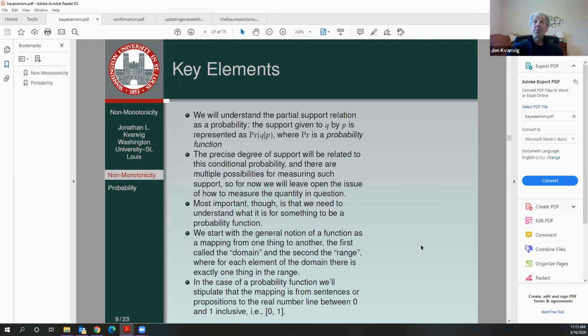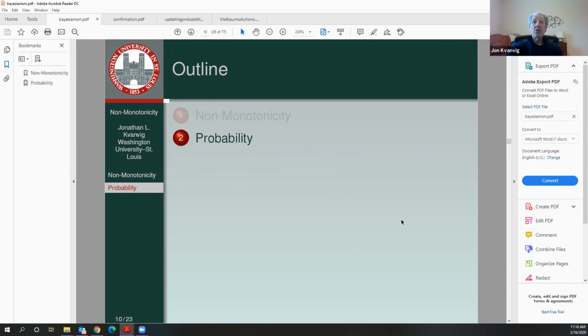In the case of the probability function, we'll stipulate that the mapping is from sentences or propositions to the real number line between 0 and 1 inclusive. We write that like this, if you're not familiar with that notation. That means the lowest probability any sentence could have is 0. The highest it could have is 1. That completes our general introduction to why we're going to talk about probability.